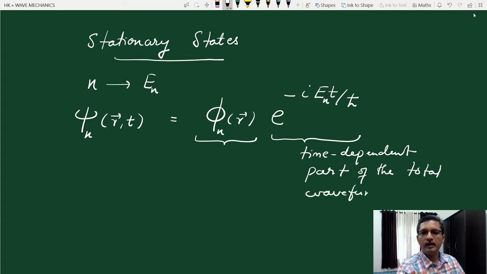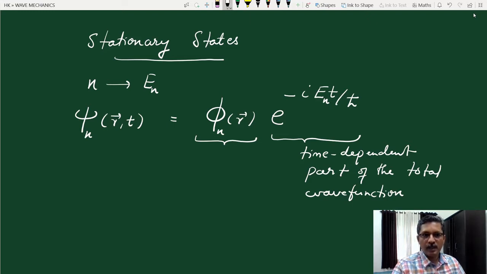Now in any system with time independent potential energy, like the hydrogen atom, where the potential energy is time independent, minus e square by 4 pi epsilon 0 r. This is so in the case of particle in a box, in the case of harmonic oscillator. So in any system where potential energy is time independent, we can always separate the total wave function as a position dependent part and a time dependent part, and the time dependent part will be exactly like this, e raised to minus i E t by h cross, where E is the total energy of the system.